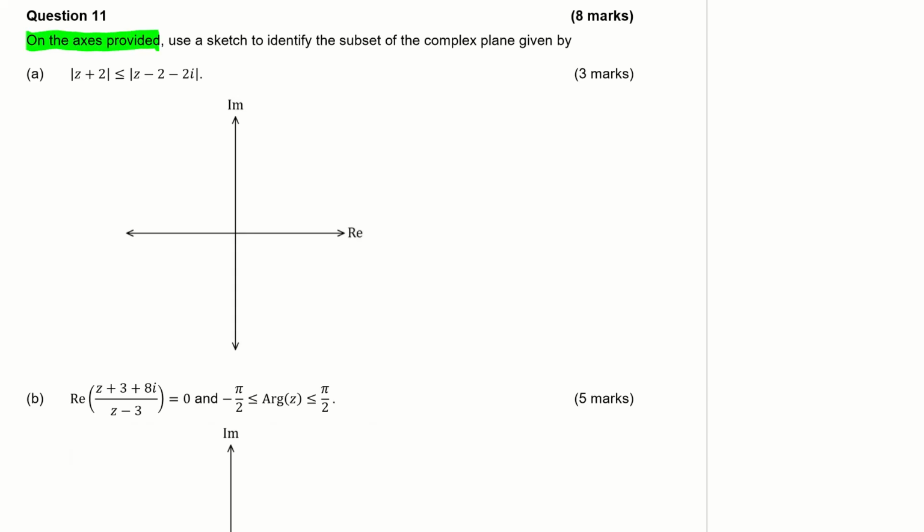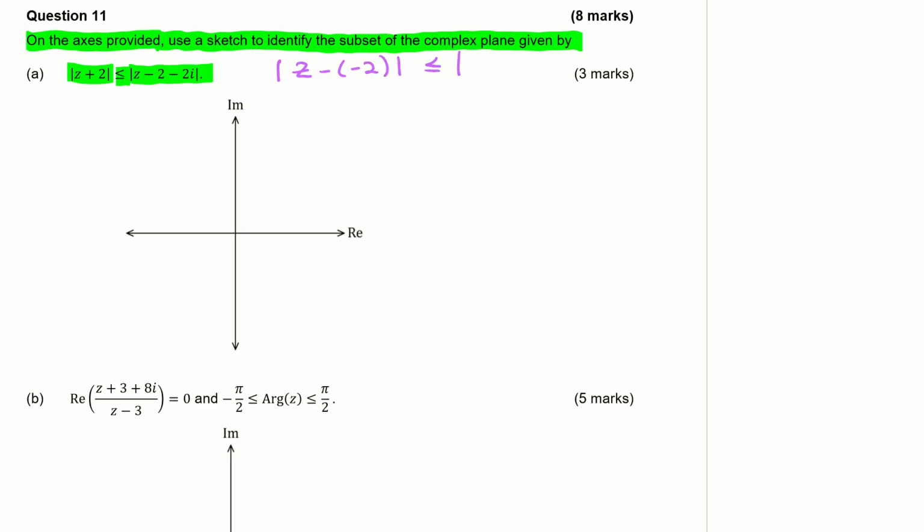On the axes provided, use a sketch to identify the subset of the complex plane given by, in part A, mod z plus 2 is less than or equal to mod z minus 2 minus 2i. I like to rewrite that as mod z take away negative 2 is less than or equal to mod z take away 2 plus 2i. And then that tells us that we need to use negative 2, 0, and 2, 2.